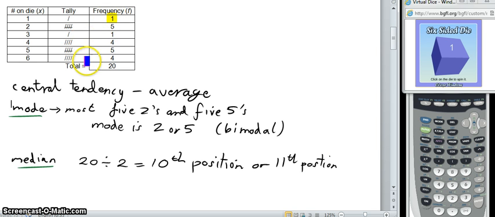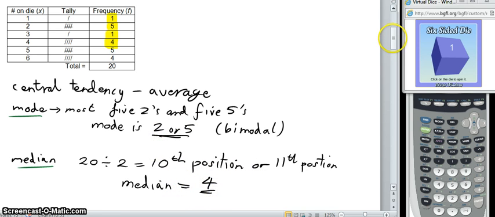We've got 1 1, there's 5 2s, so altogether we've counted 6 numbers. There's a 3, so that's 7 numbers. Here, the 8th number is a 4, the 9th number is a 4, the 10th number is a 4, and the 11th number is a 4. So the 10th and the 11th gives us a median of 4.